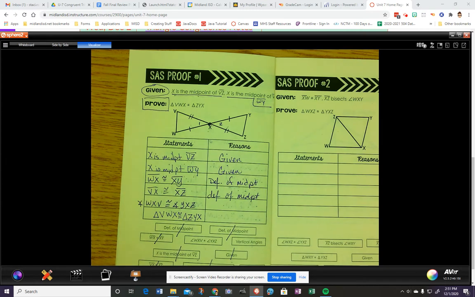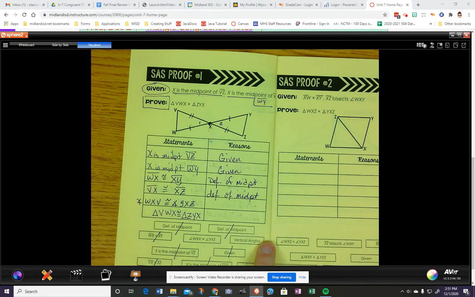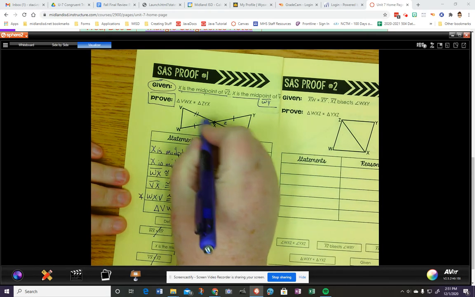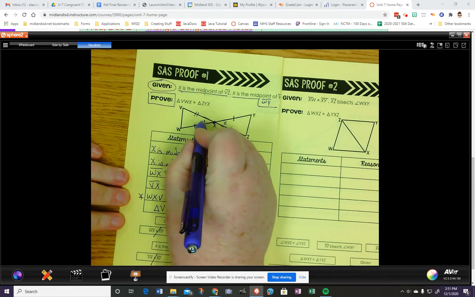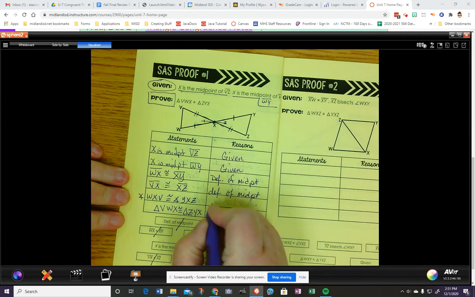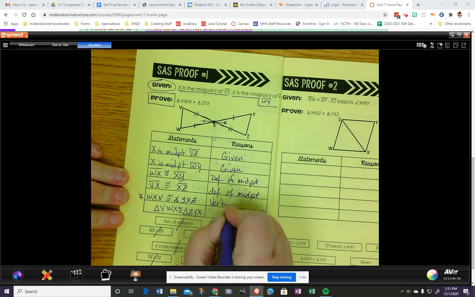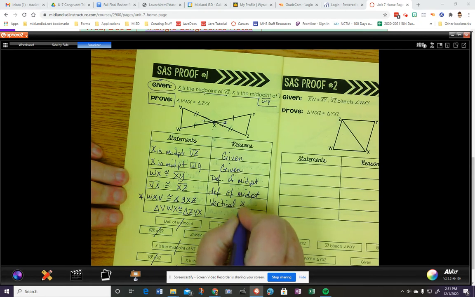Why can we say that? Well, the reasons are vertical angles or SAS. We're not talking about sides and angles yet. We're just talking about vertical angles. So are they vertical? Here's our X, and here's what's in between. So yes, they are vertical angles.